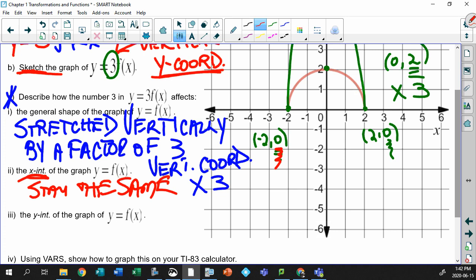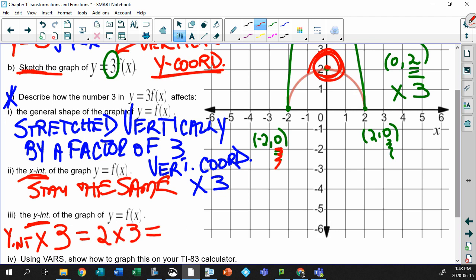That means no change. How about that y-intercept? That y-intercept, which was right here, we know was multiplied by 3. So you take the y-intercept and multiply it by the scale factor of 3. In this case, it was 2 times 3, which gives us a new intercept of 6. Why are we worried about that? Because remember, the scale factor in a vertical stretch affects all y values, including our intercepts.